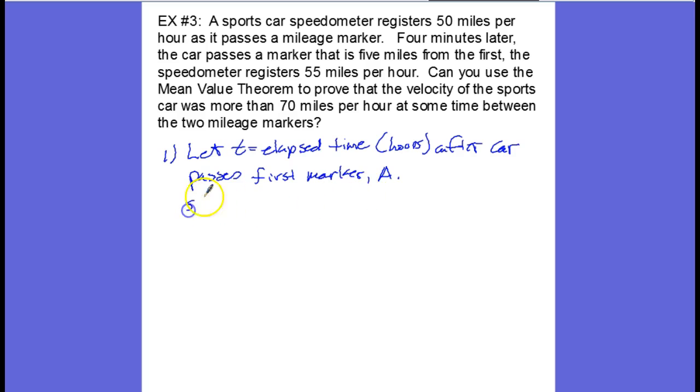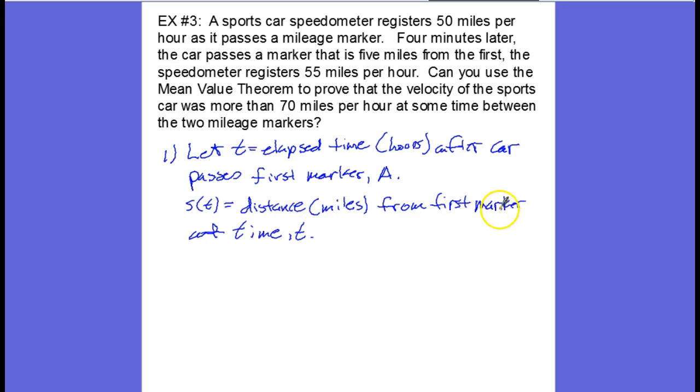Also, let's let S of t be our distance, since that's a position function, distance in miles from the first marker at time t. All right, so the second thing I want to do is convert minutes to hours here. So we've got t equals 4 minutes times 1 hour over 60 minutes gives me 1 over 15 hours.